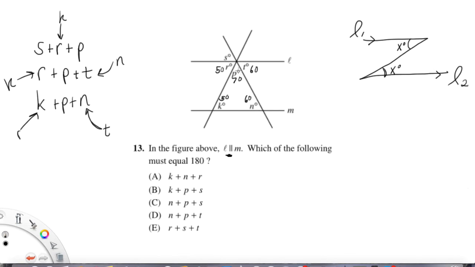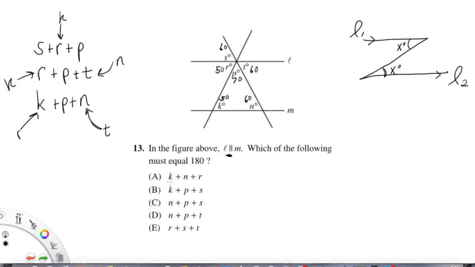Now, S must be 60 because of the straight line here. Since we've already assigned the 50 and the 70, S must be 60. So we've assigned values for all of our variables. Now we can just go down and add them up and see what works.